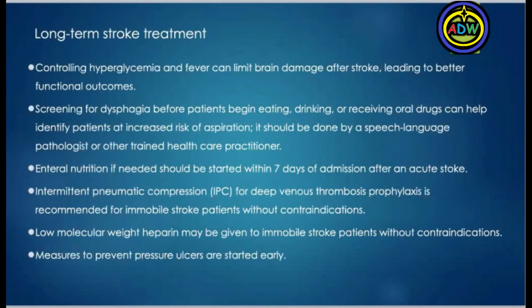Intermittent pneumatic compression for deep venous thrombosis prophylaxis is recommended for immobile stroke patients without contraindications. Low molecular weight heparin may be given to immobile stroke patients without contraindications. And measures to prevent pressure ulcers are started early.